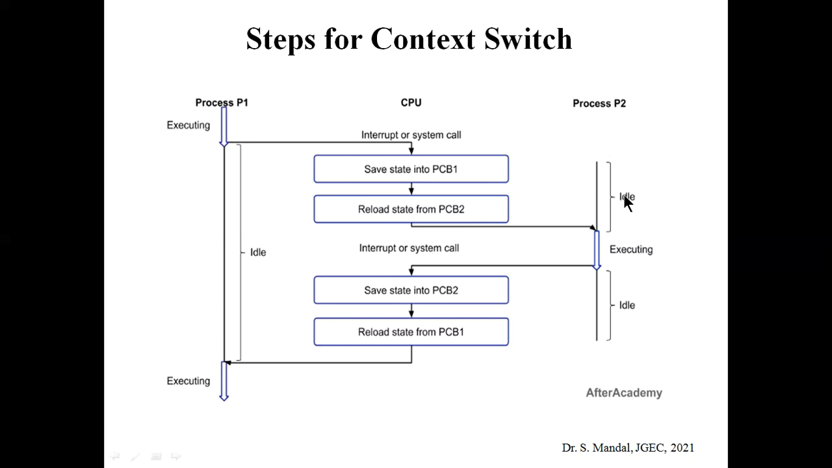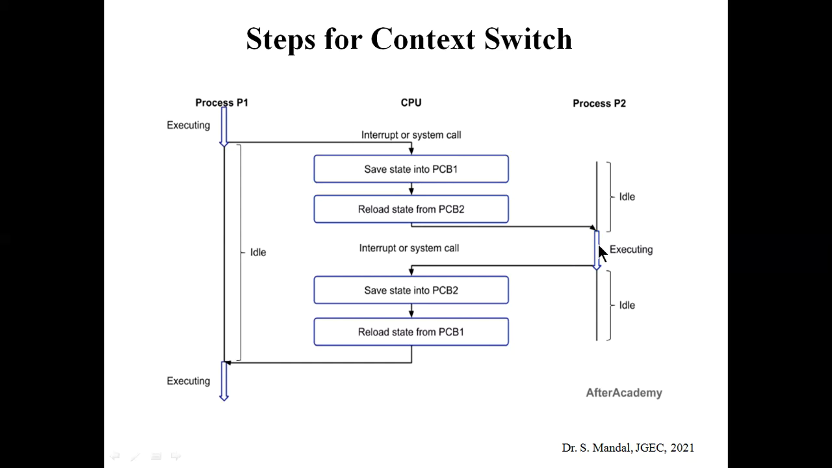So during this interval, PCB2, or process 2, is in idle state, whereas before the interrupt or system call, the process P1 is executing. But whenever there is an interrupt, it goes into the idle state. So you can see that up to reload by the CPU, the state of the process becomes idle. Now after that, the process P2 starts to be executed. During this time, the state of the process P2 is executing.